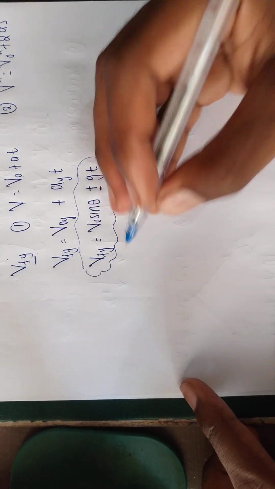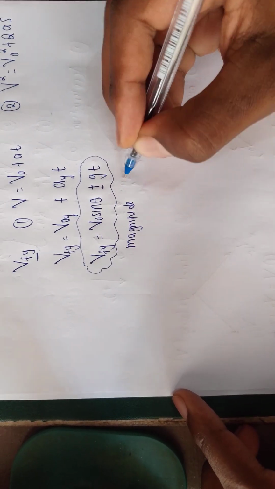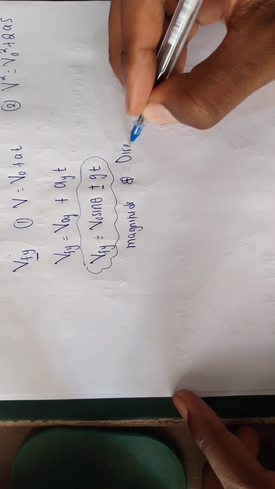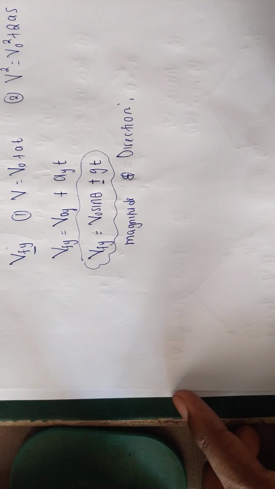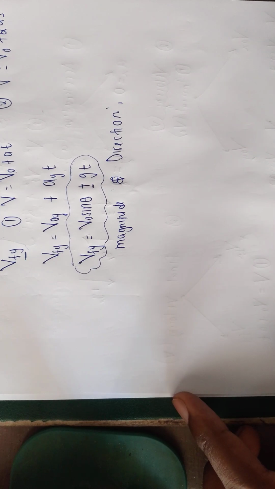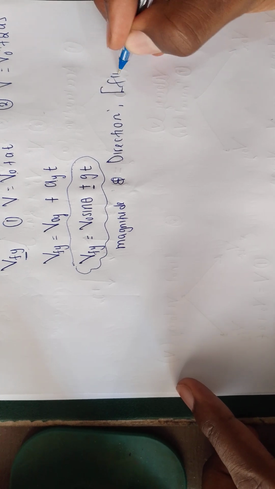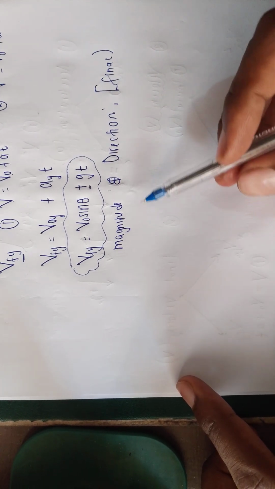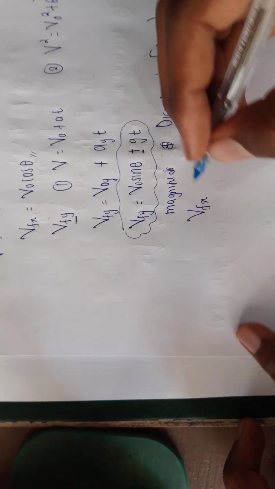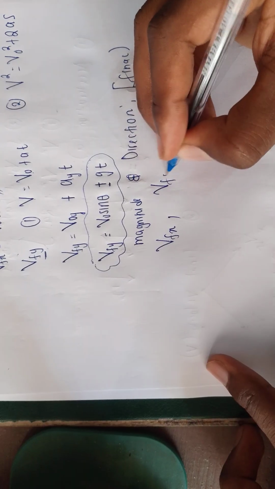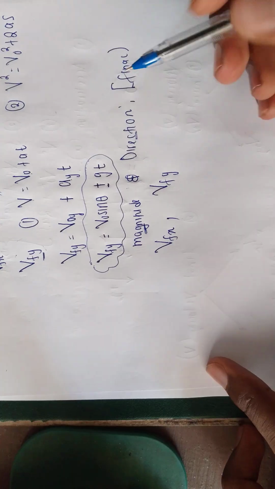And then for some questions, they'll also ask you to find the magnitude and direction of the final velocity. So how do you find the magnitude and direction of the final velocity? Having determined your final velocity in the x, you've also determined the final velocity in the y. You can't fail to find the magnitude and direction of the final velocity.